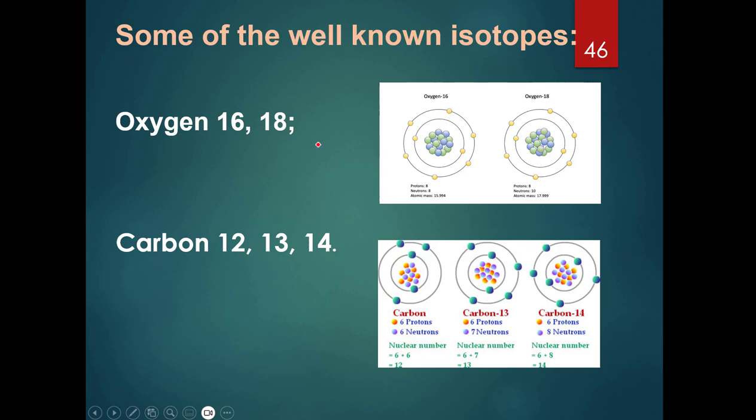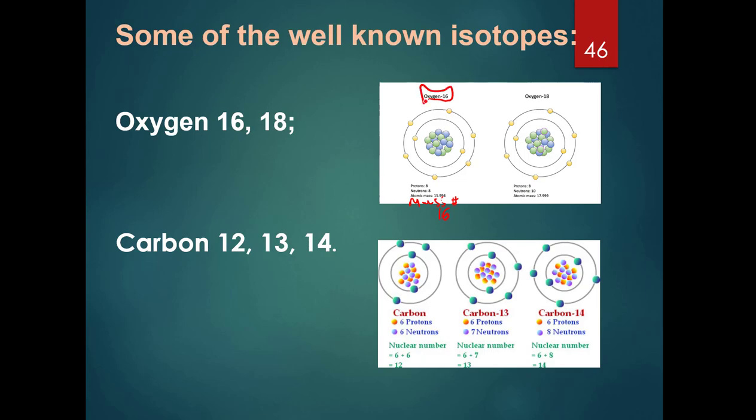One is the oxygen 16 and 18, and it shows you the protons is 8, and the neutrons in this case is 8 also. So the atomic mass is this 15.999, really the mass number. So atomic mass is the average weight of the different isotopes, but the mass number in this case is 16. So that's why we call it oxygen 16.